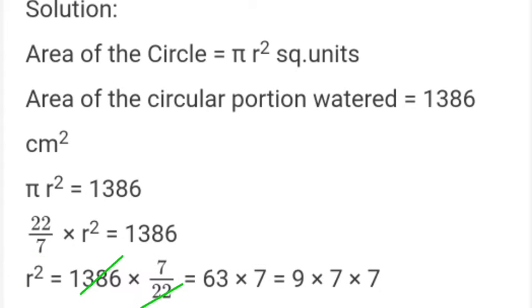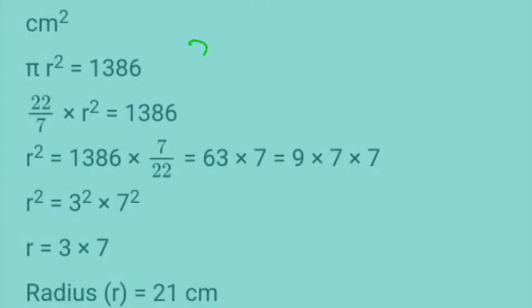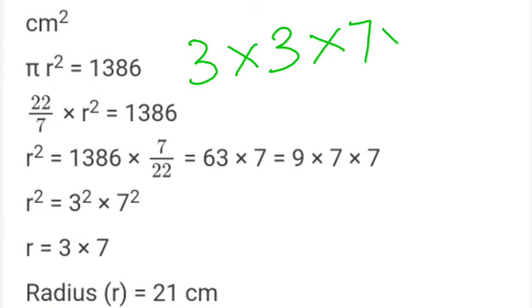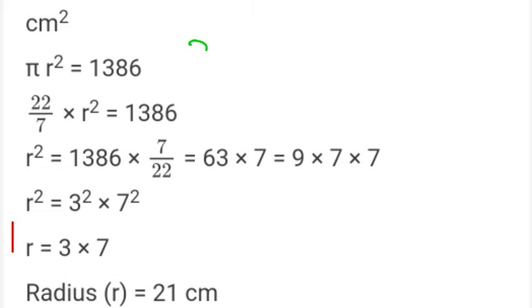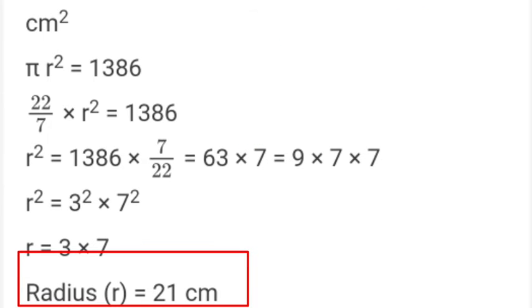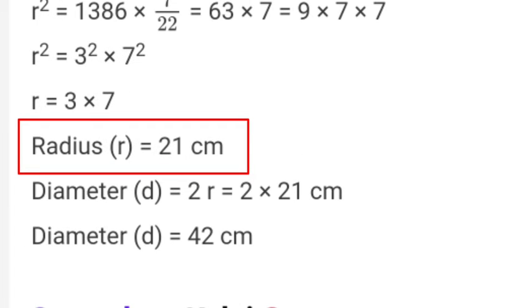By dividing 1386 by 22, we get 63. So we can write 63 into 7. Here we can write 63 as 9 times 7. So 9 into 7 into 7. Also we can write 9 as 3 times 3. So we get 3 into 3 into 7 into 7, which means 3 squared into 7 squared. By cancelling square on both the sides, we get r is equal to 3 into 7, which implies r is equal to 21 centimeter. This is our required radius.